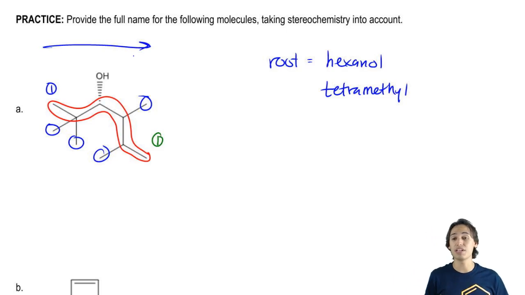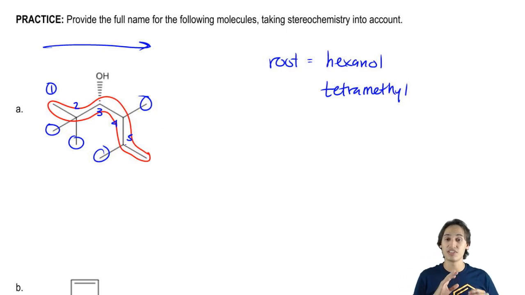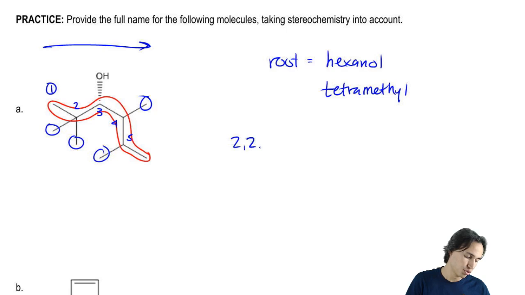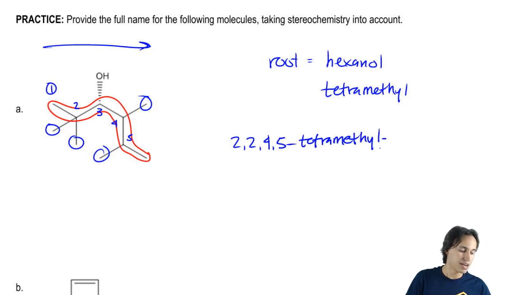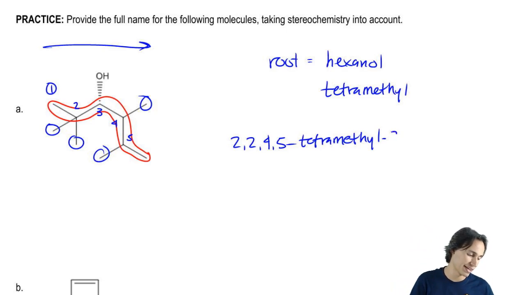Okay? What that means is that the locations of my substituents are 2, 2, 4, and 5, and my modifier will be at 3. So if I were to get the entire name down, what it would turn into is 2, 2, 4, 5, tetramethyl. Okay? And now I've got to say the location of my modifier or my functional group. So I'm going to say, and then 3 hexanol.